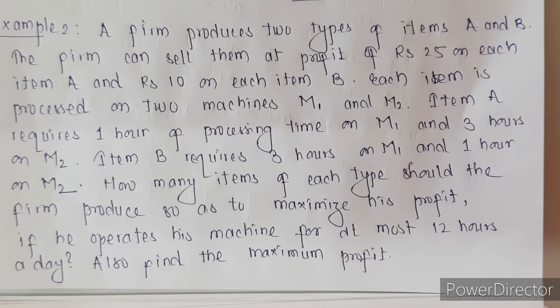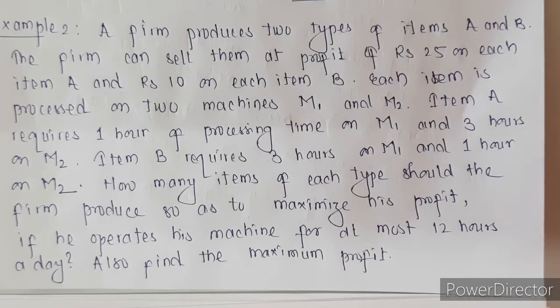How many items of each type should the firm produce so as to maximize his profit if he operates his machine for at most 12 hours a day? Also find the maximum profit. Now data is given. Let's tabulate the data first.